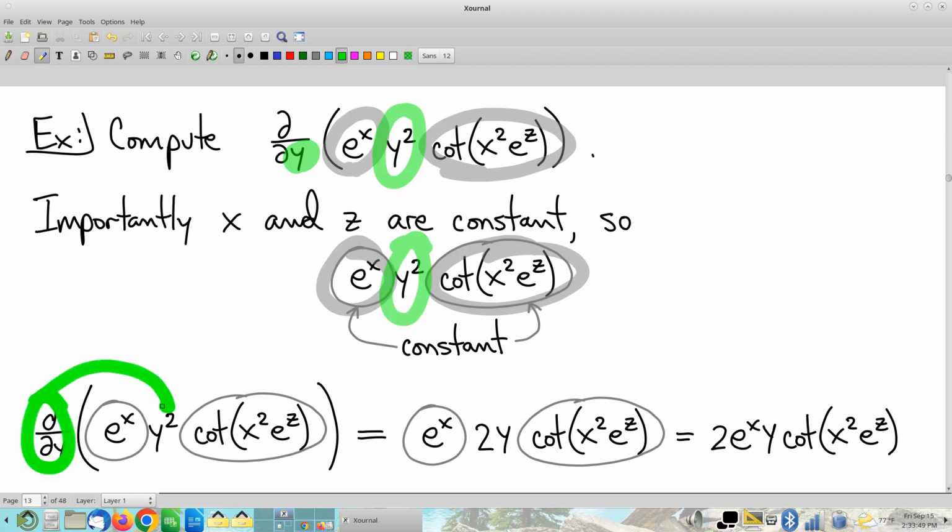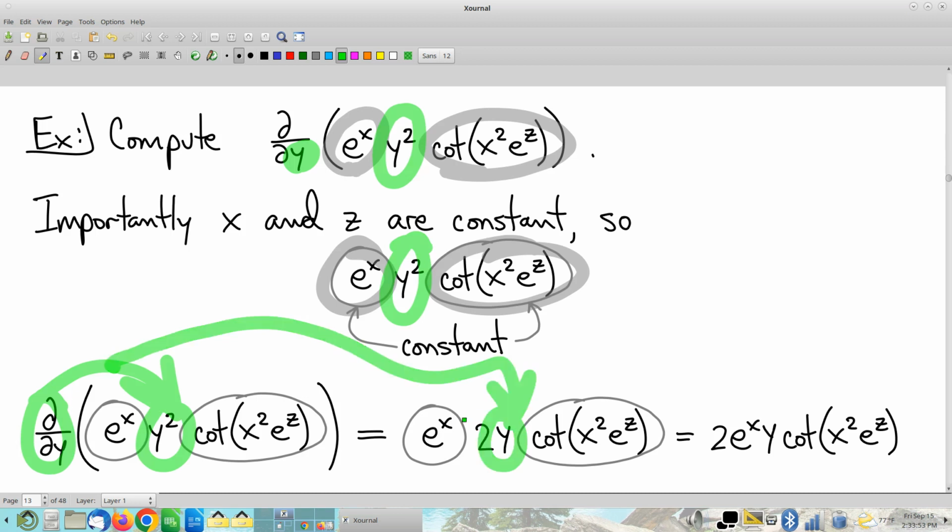And the y partial of y squared is just 2y. And all those constants, they look like variables, but they're just constants, and they just come along for the ride as constants do. Super easy to take derivatives. Is everybody with me on that?